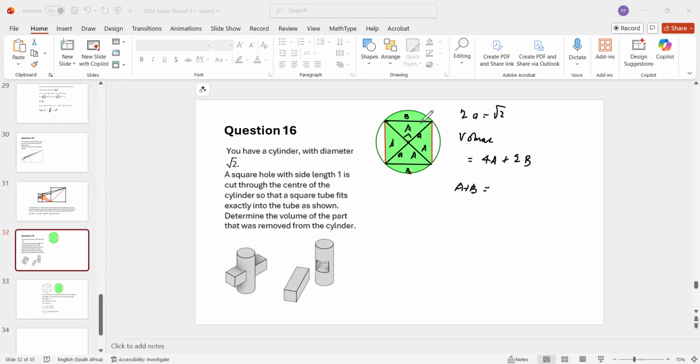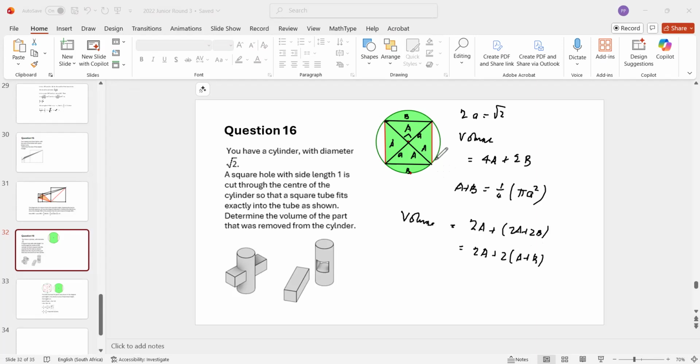So a plus b is actually a quarter of the area of the whole circle, and the circle has got radius a, so the area of the circle is pi a squared. So that's a plus b. Now I want 4a plus 2b. So the volume, why don't I just separate it? It's 2a plus 2a plus 2b. Because I know a plus b, you see. So it's 2a plus 2 into a plus b.